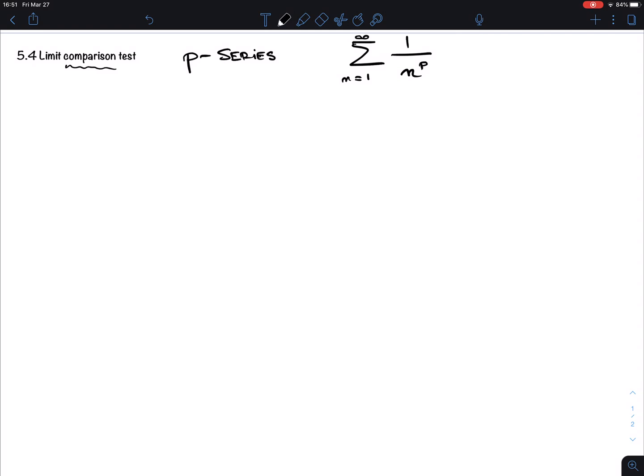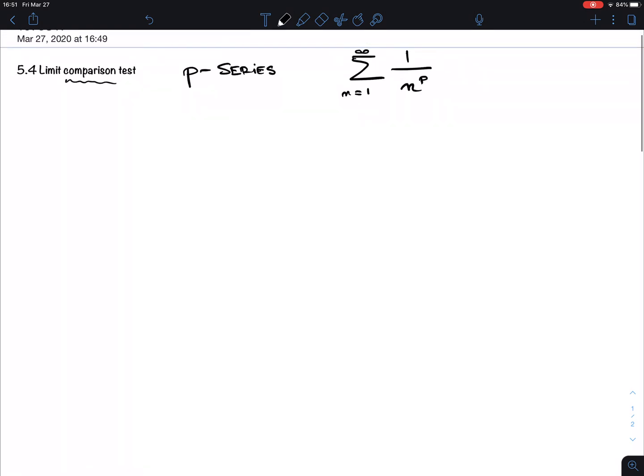So this means that you should think of n as the variable, right? So it's actually a polynomial of a fixed power p. And it's the power p that determines convergence or divergence. So if p is bigger than 1, we have convergence. And in all other cases, which includes p equal to 1, we have divergence.